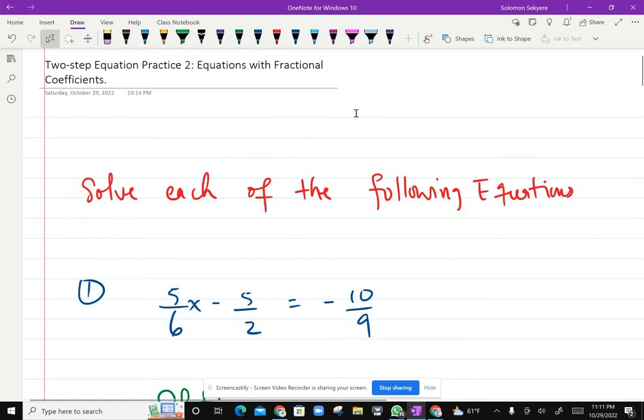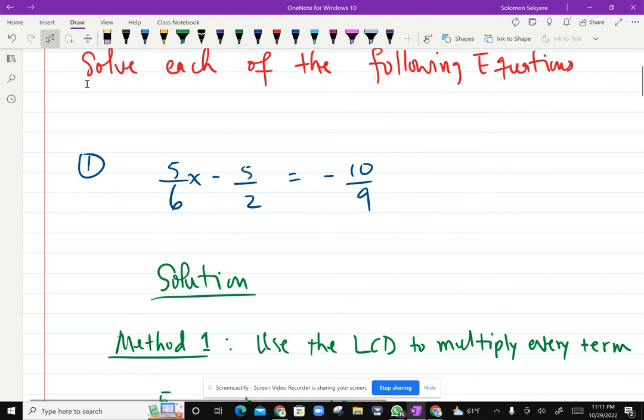Okay, let's press on with more examples of two-step equations, this time with fractional coefficients. So you know easily how to solve this. Let's say it's equal to 11, right? These are all like whole numbers. Okay, what if we have something that says solve this equation here?